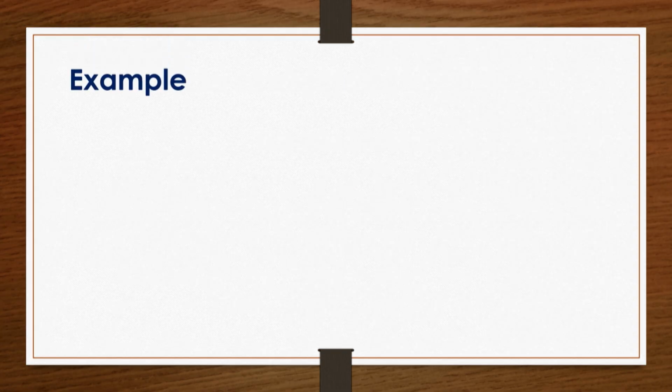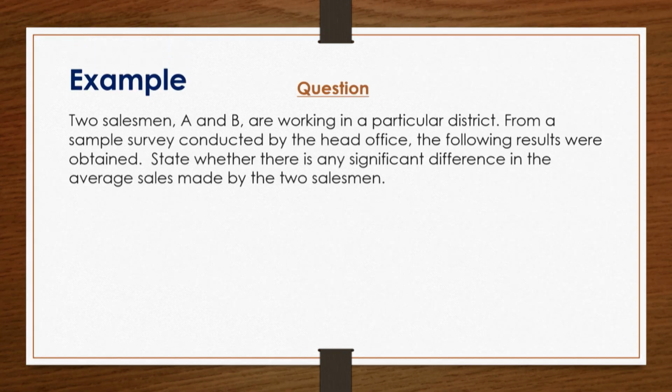Here we are going to see another example for unequal variance. We consider two salesmen A and B working in a particular district. From a sample survey conducted by the head office, the following results were obtained. State whether there is any significant difference in the average sales made by the two salesmen.